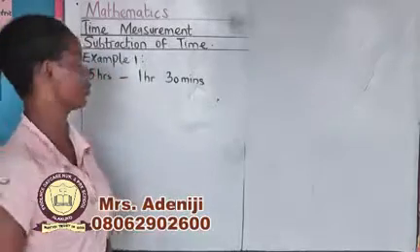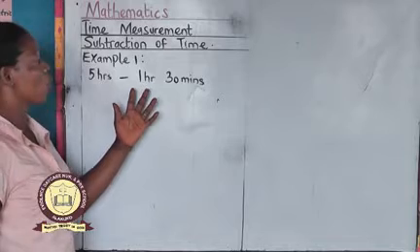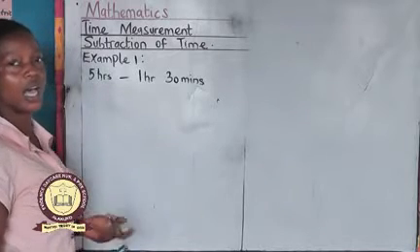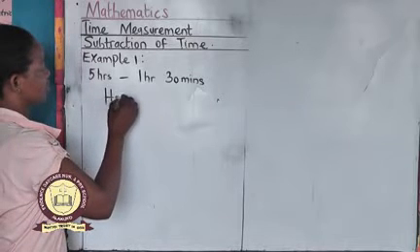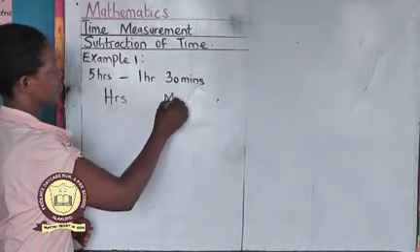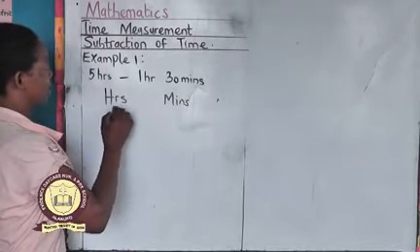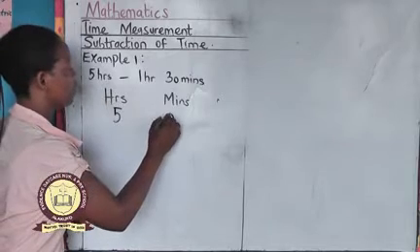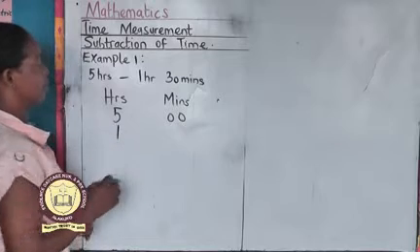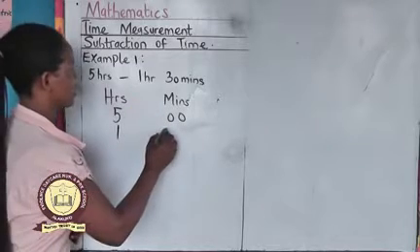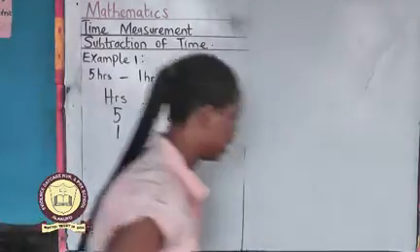Now let's take this example. We have 5 hours. From 5 hours, we want to take away 1 hour 30 minutes. How do we do that? The first thing you're going to do is write your hours and your minutes here. So we have 5 hours. Since you don't have minutes, you have 00 as your minutes. Here you have 1 hour 30 minutes. What do you do now? You minus. Now let's minus it.